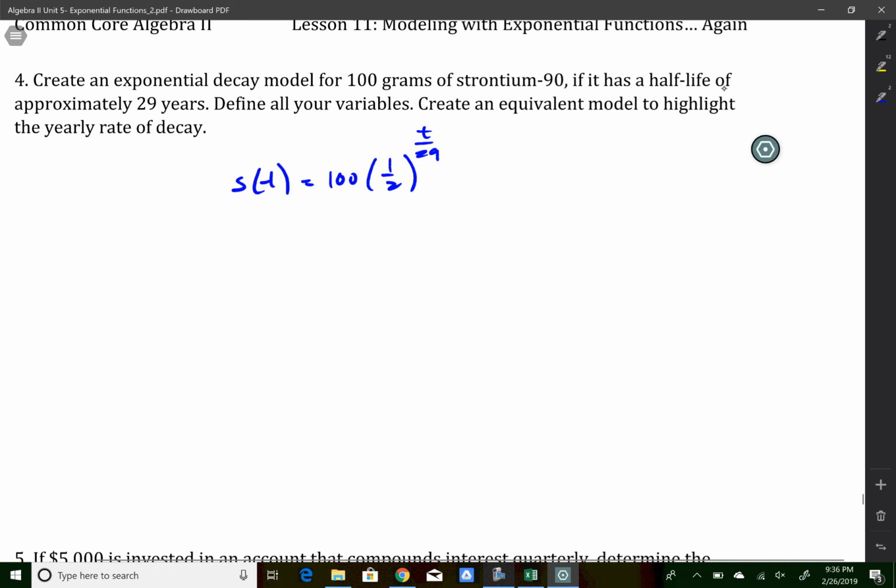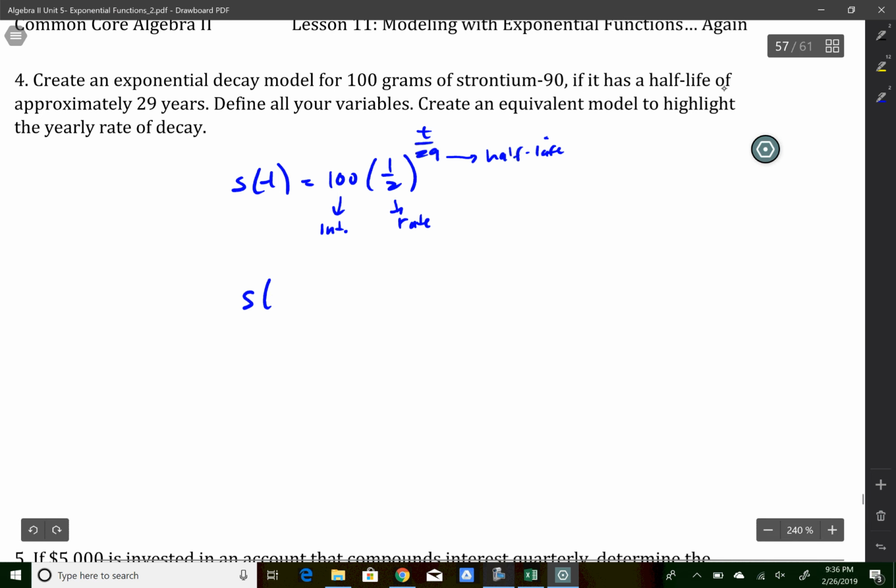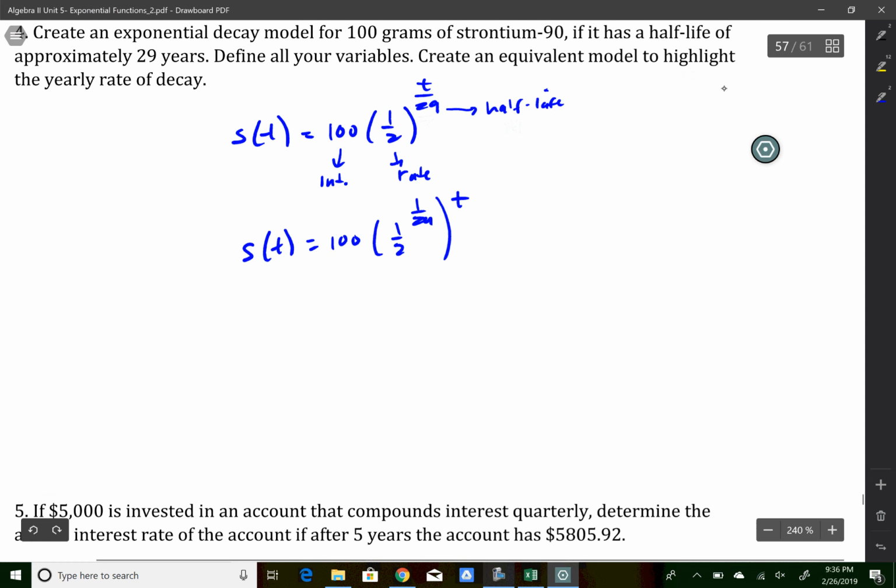So determine all your variables. Here you have your initial amount, right? Here's your half-life, so that's your rate. And 29 years is the amount of time it takes for a half-life. Now, if we want to rewrite this to highlight the yearly rate of decay, we want to make the exponent just t. So I'm going to rewrite this as S of t equals 100 times 1/2 to the 1 over 29, all to the t. That's highlighting the yearly rate.